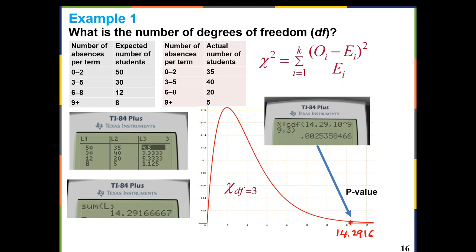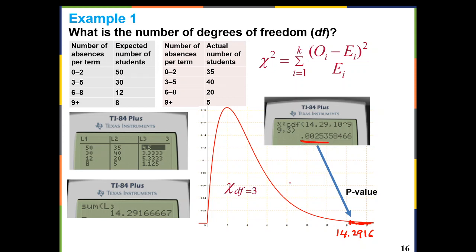So we want to find the area to the right. It's a small area, but the calculator can find it. And notice that it's a very small value. It's less than 0.5%. So that means even if alpha is 1%, we still what? Reject.